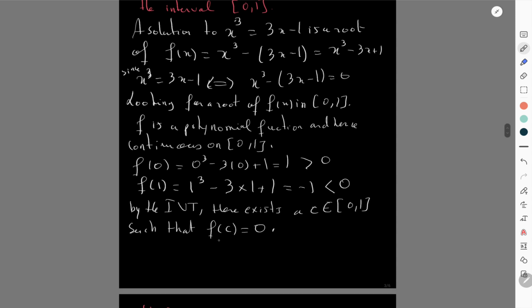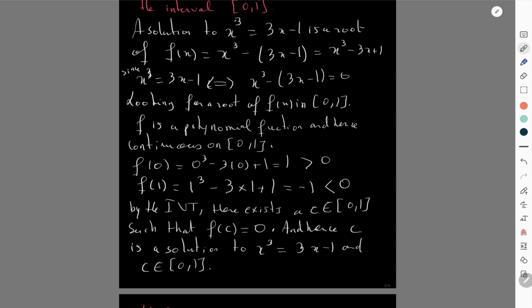Now, if I have f of c is equal to 0, then I have a solution, and hence c is a solution to x cubed is equal to 3x minus 1, and c belongs to 0, 1. Here it's very important every time to define the function. Put everything on the same side and define the function. And state or prove that the function is continuous, and then apply the intermediate value theorem.